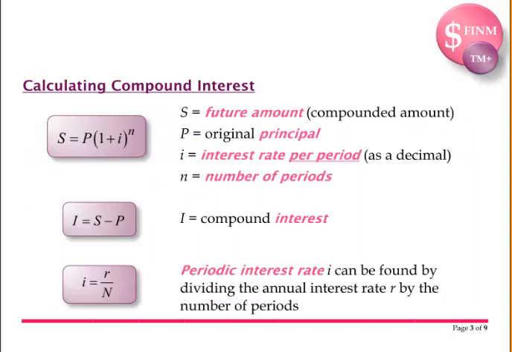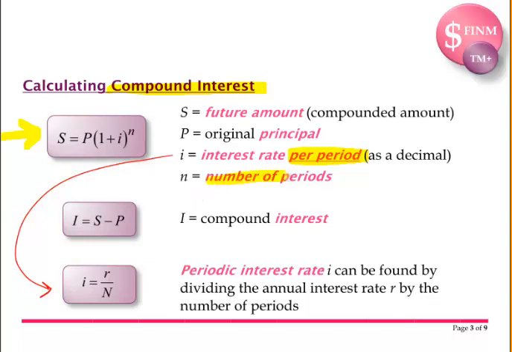So let's look at our formulas here for calculating compound interest. Firstly, our future amount equals our principal times 1 plus our interest rate, all to the power of n. Now, the things to note with this is that our interest rate is per period. And if you look down to the bottom here, you'll see that it's actually the interest rate per year divided by the number of periods or the number of payments. Okay, the number of times in a year that you're earning that interest or gaining interest.